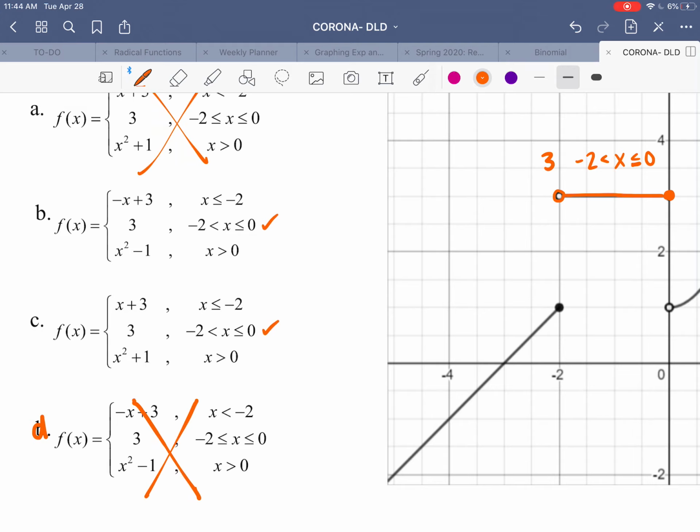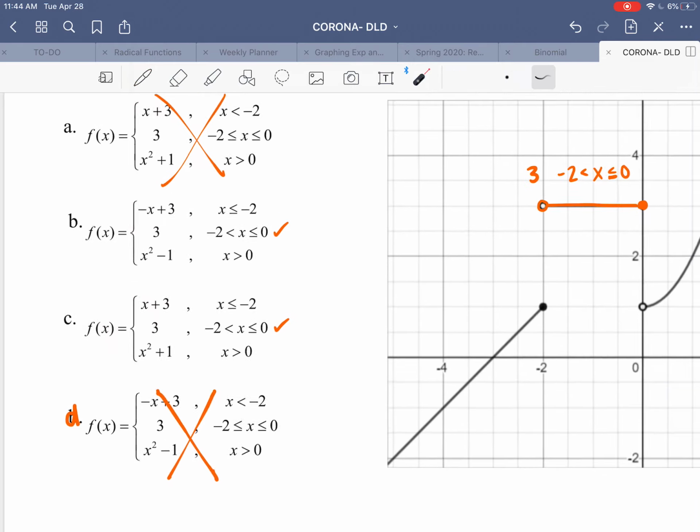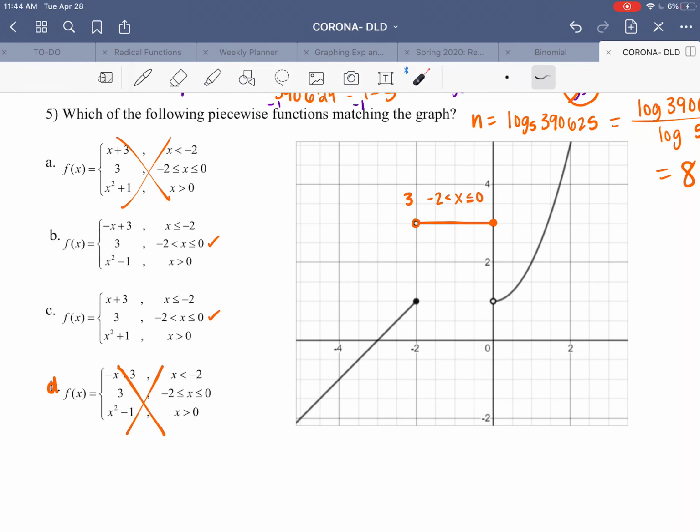Next, we have 2 options left, okay? One of them has a negative x plus 3 right here, and one has an x plus 3 here. Okay, so let's look at that line. Is this line negative x plus 3, or is it positive x plus 3? Well, let's plug in some values. So if we had, let's take this for example, -3.